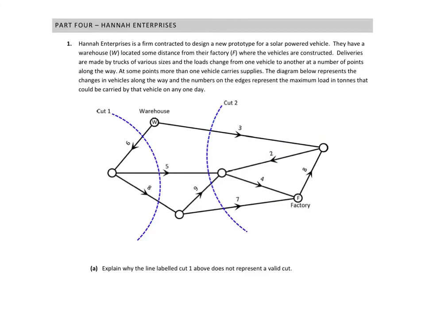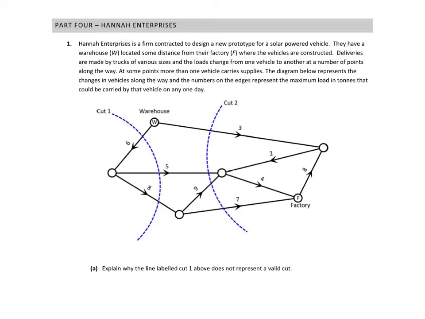Okay, so on to part 4. Hannah Enterprises is a firm contracted to design a new prototype of solar-powered vehicle. They have a warehouse located at W and a factory at F where the vehicles are constructed. So deliveries are made by trucks of various sizes, and the loads change from one vehicle to another at points given along the way. At some points, more than one vehicle carries supplies.